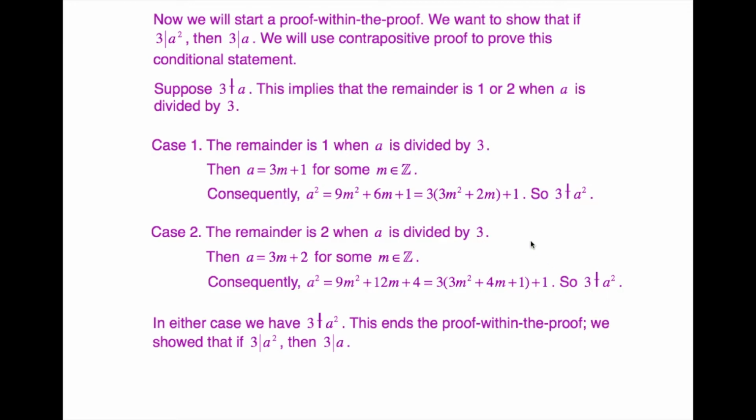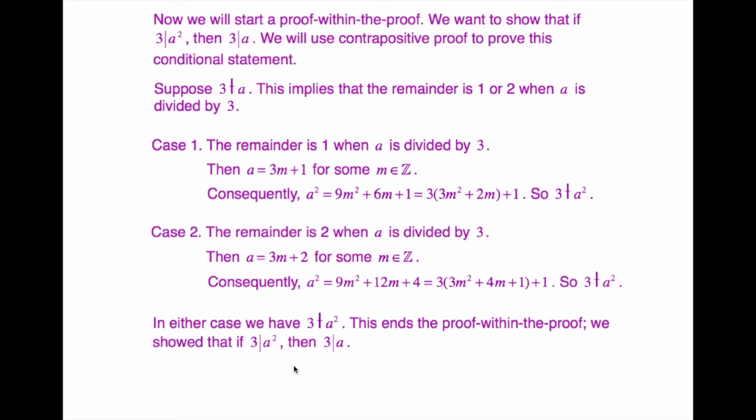Just a short comment: we could have proven this fact separately before our theorem. We could have called it a lemma, and if we had done that, then our proof that root 3 is irrational would have just mentioned the lemma, saying, since we proved lemma number 25, we know that if 3 divides a squared, then 3 divides a. And it would have saved us this proof within the proof.